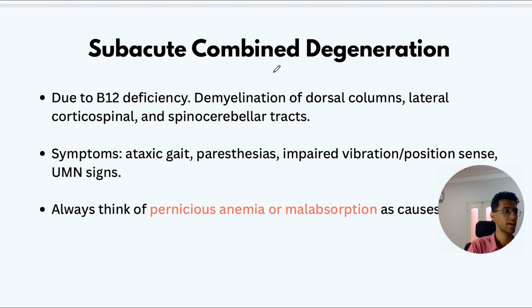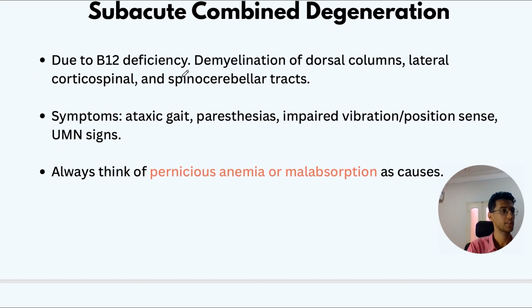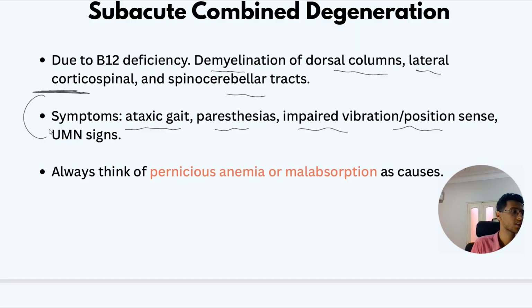Okay, subacute combined degeneration due to vitamin B12 deficiency. It causes demyelination of the dorsal columns, lateral corticospinal tract and spinocerebellar tract. So when the dorsal column is injured, the patient will suffer from ataxia, paresthesia, and impaired vibration and position sensation. And when the corticospinal tract is injured, the patient will suffer from upper motor neuron signs.